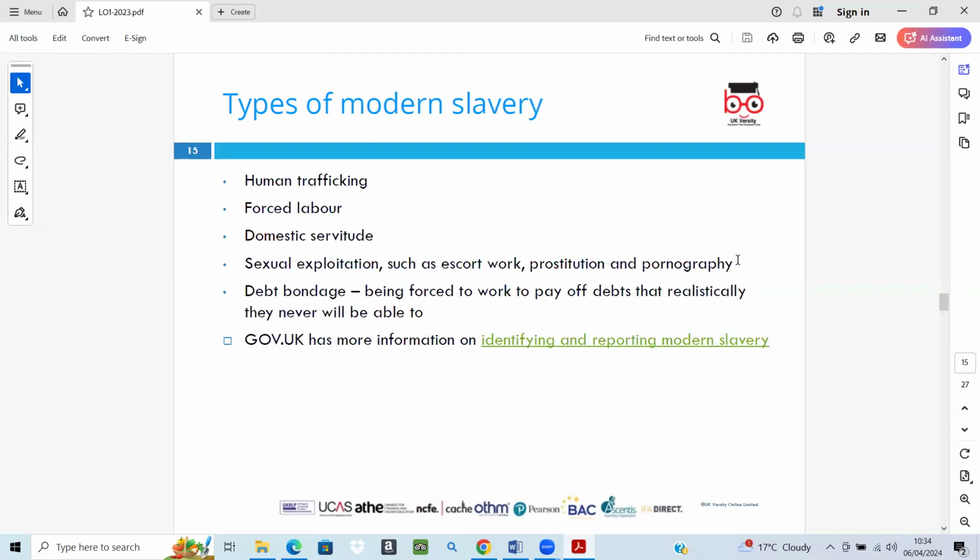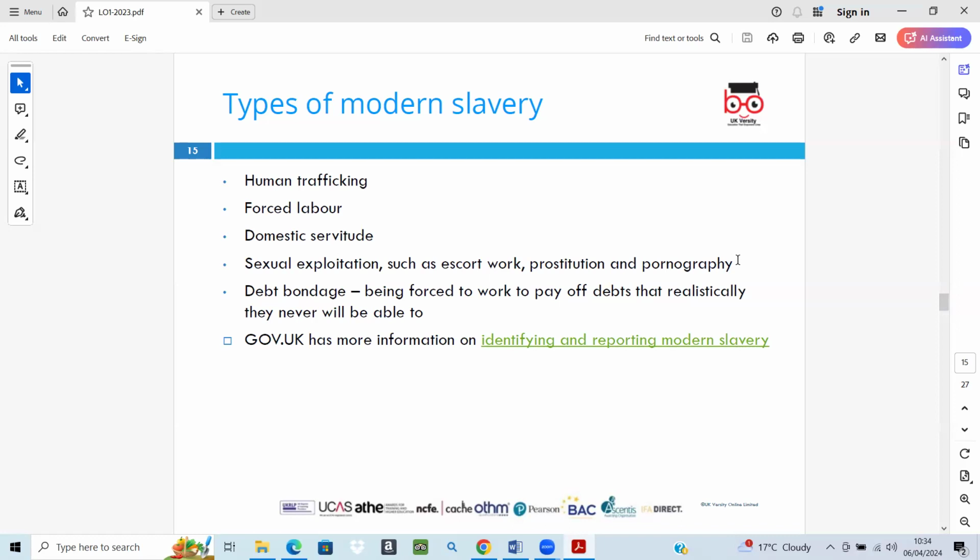Then we have types of modern slavery. Okay, so for that, we must have heard about slavery in our culture previously. In the past, most people were dealing with it, but now it's modern slavery, it's a modern world. So in that modern world, modern slavery involves, for example, human trafficking.